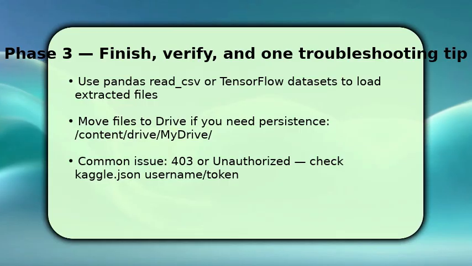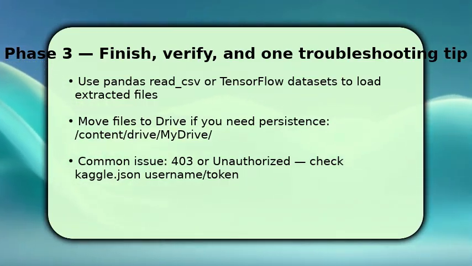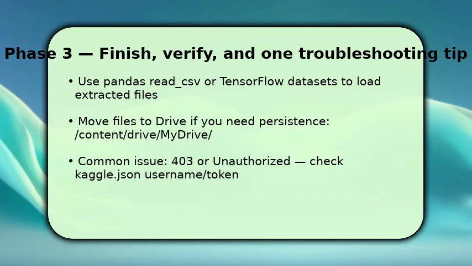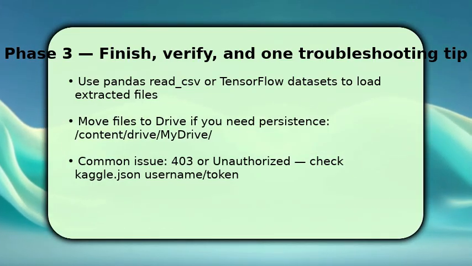If something breaks, check the API token. A 403 or unauthorized error usually means the Kaggle JSON is wrong, misplaced, or permission bits aren't 600. Re-upload and rerun.